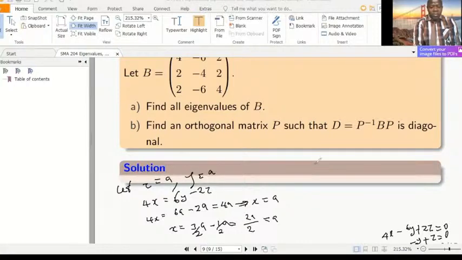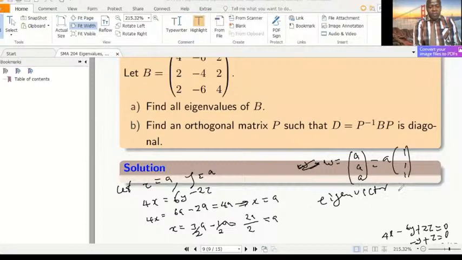So what about W? The eigenvector. So x is a, and y is a, and z is a. So these are a into 1, 1, 1, so that the eigenvector corresponding to lambda equals 0 is 1, 1, 1.